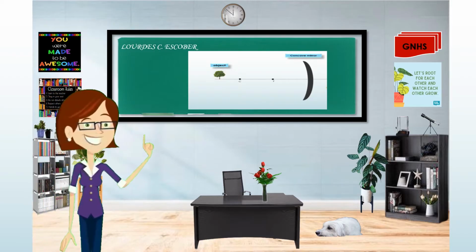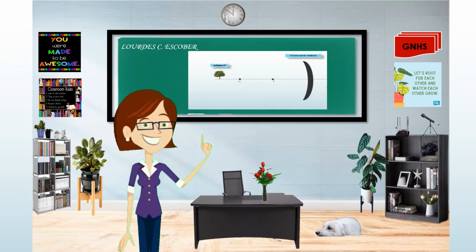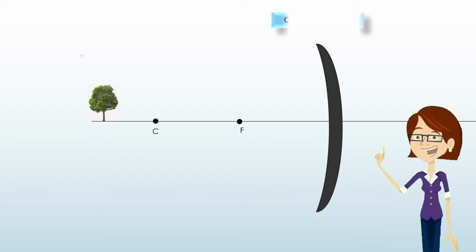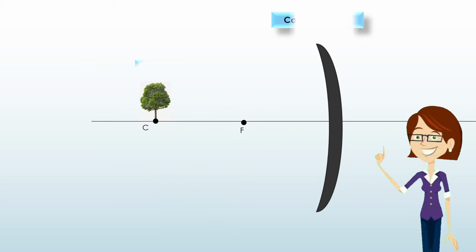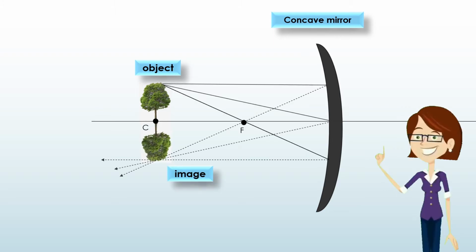But before we proceed to our lesson, let us recall the different types of images formed by spherical mirrors. In this diagram, an object is placed beyond the center of curvature of a concave mirror. Can you guess what type of image will be formed? Yes, the image formed is reduced, inverted, and real. If the object is placed at the center of curvature, what will be the characteristics of the image? Very good. The image is of the same size as the object and it is still inverted and real.